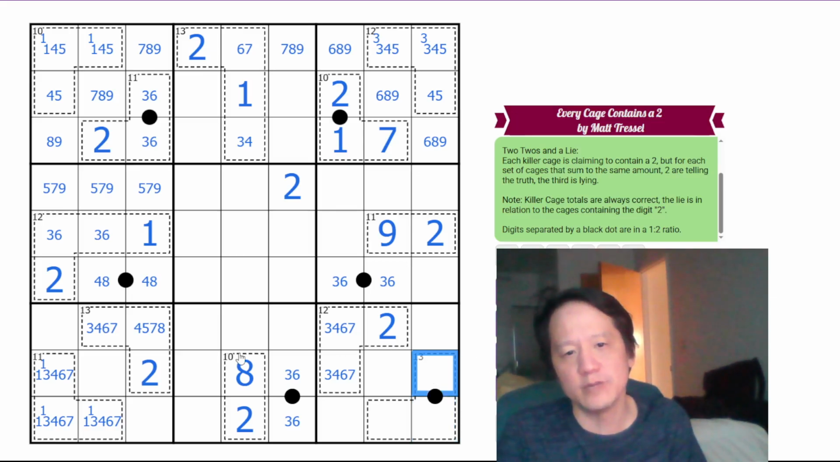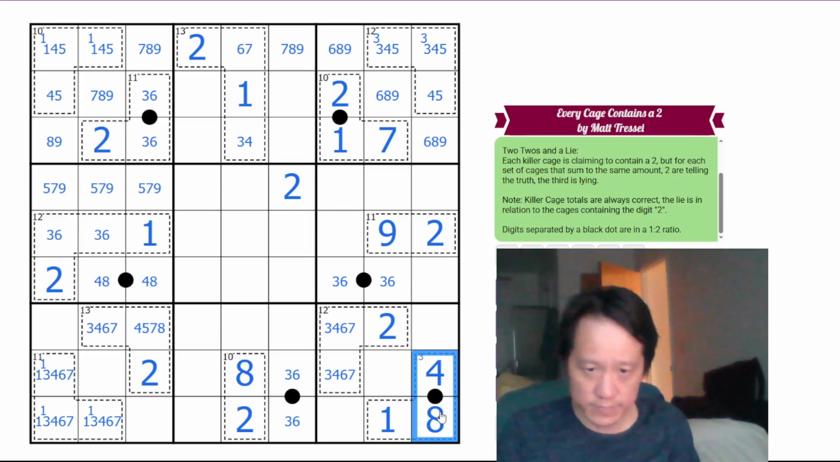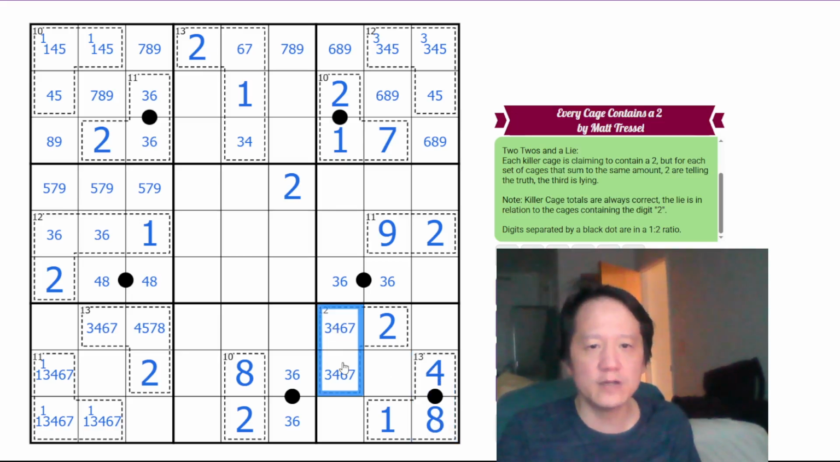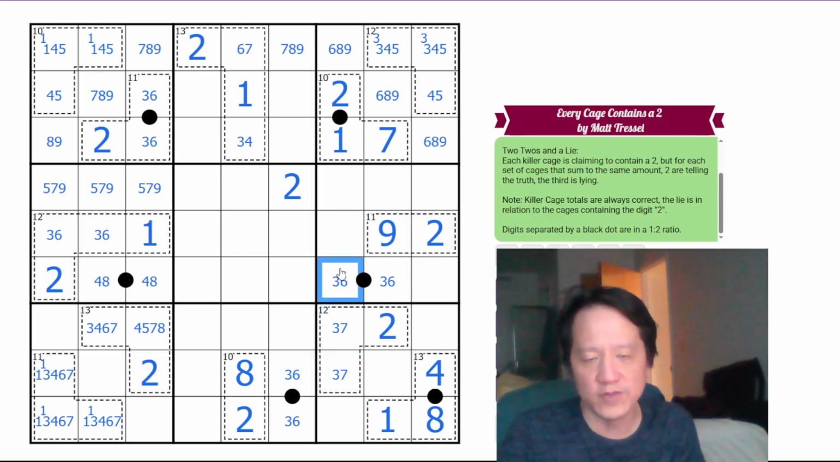This is not 8 because of the 8 in the row. So this is 4, this is 8. And that must contain a 1 with it. This 4, 8 eliminates the 4, 6 possibility here. So this is 3 and 7 as a possibility, which eliminates 3 and 7 in the rest of the column. This can't be 7 or 3. This is 6, which makes that a 3.